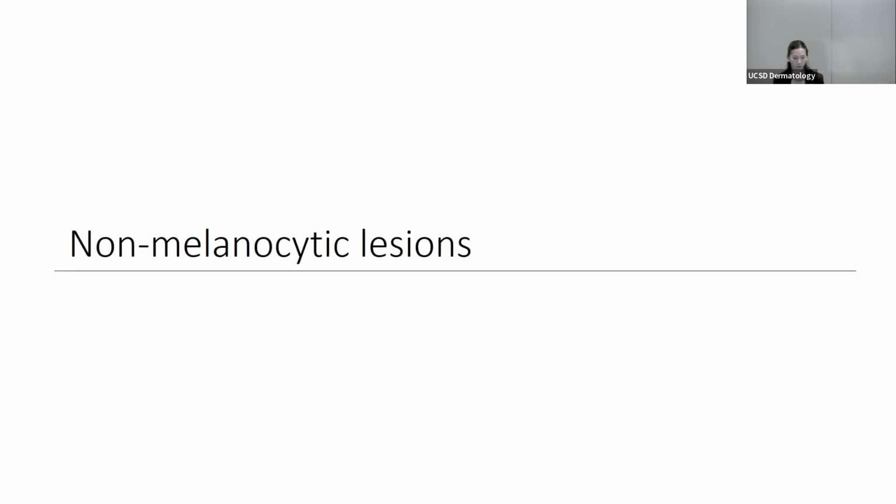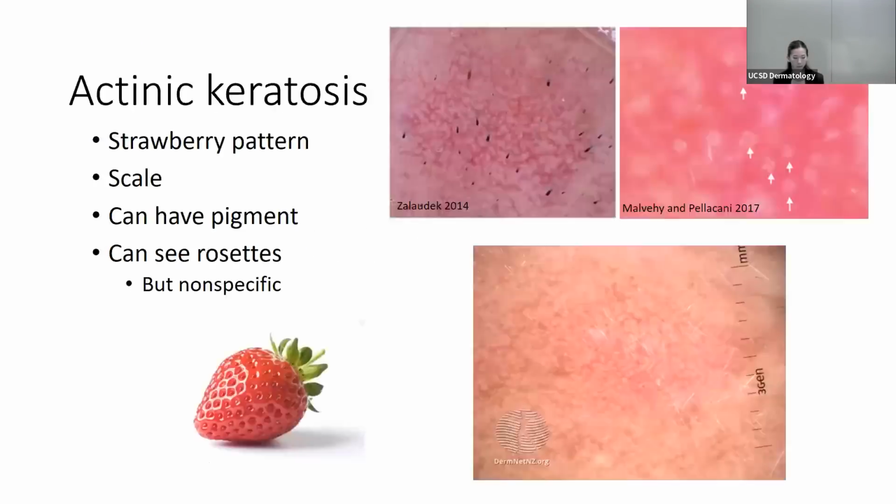Okay, so for non-melanocytic lesions, we're gonna start with AKs. These obviously usually are pretty easily diagnosed clinically. You're going to see erythema in the strawberry pattern because the follicular openings look white, and so that breaks up the red erythema. You can have scale. You can also see pigment with AKs. And then one feature that used to be thought of as pretty specific for AKs is rosettes, but we now know that that's not really specific. You can see rosettes anywhere. But it used to be thought of as maybe a clue that you're dealing with more of an AK.